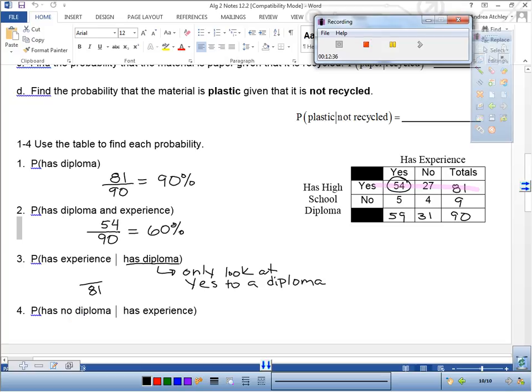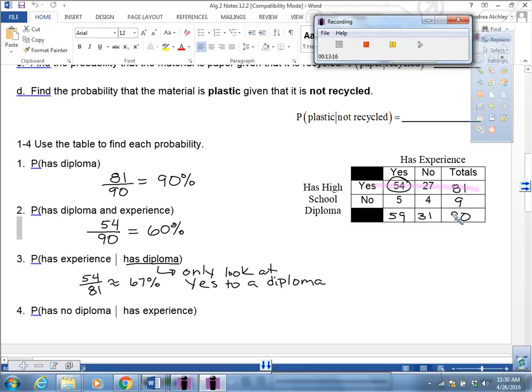Okay. And then Catherine, of those people, how many of them have experience? 54. And what percent is that? 67%? 66.666? Okay, so round up to 67. Any questions over that? Okay, everyone does 4 on their own.